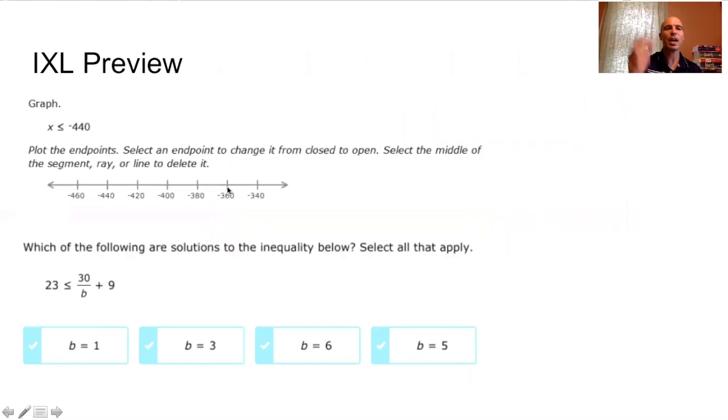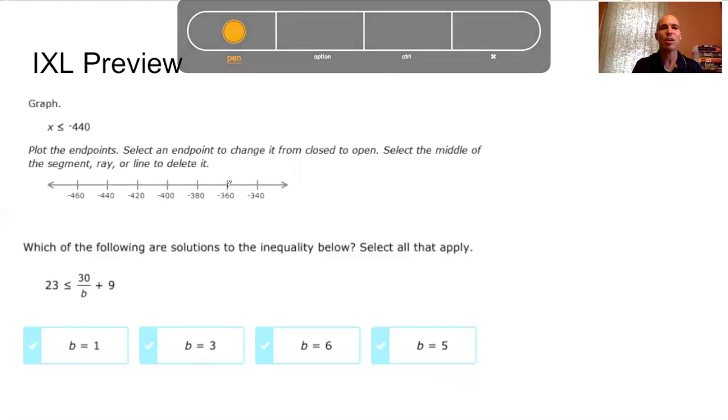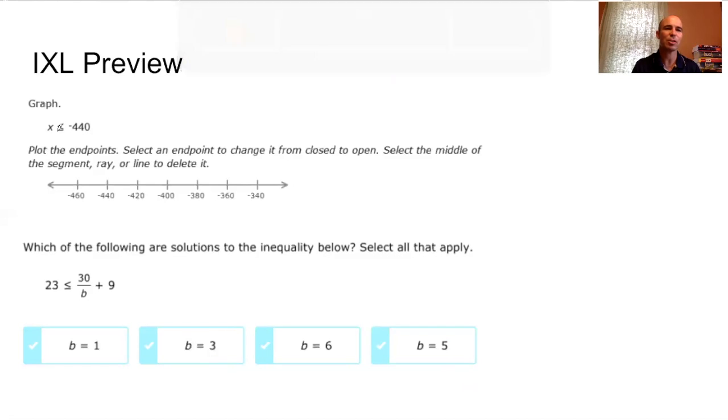All right, now for the IXL preview, this will be your homework, along with a couple of MCAS questions that we've selected for you. But here, this is just letting you know what you're going to be asked to do right here. You know, just graph x is less than or equal to 440, so I would color it in because it's equal to, and I would just have the arrow go this way. That's all you're going to have to do, right?